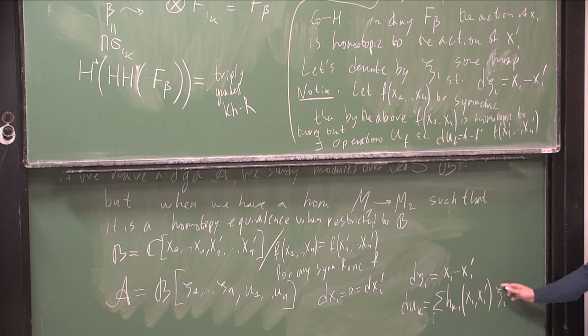You can clearly see that the square of the differential is 0, because if you apply it a second time, you simply have to apply it to the psi's. You get the difference x_i minus x_i', and this will give you x_i^k minus x_i'^k. So this is 0 in this algebra B.